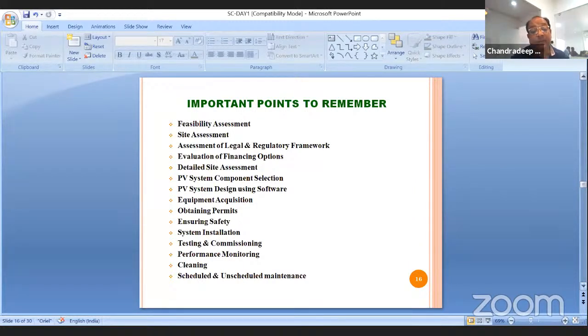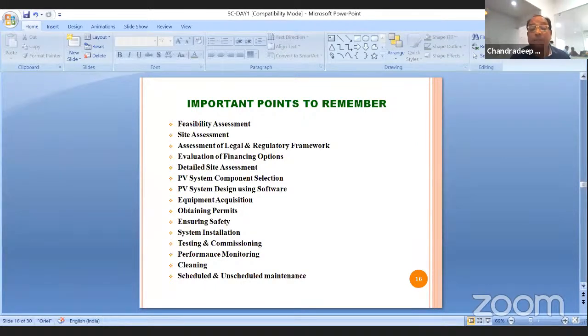Evaluation of financing options. In a small project, you can invest your own money, 80,000, 1 lakh, 2 lakh, up to 5 lakh. But if it is a larger project, then you need huge money, and this money you need to borrow from other sources. So what sources are there? You have to understand that before you start the project.